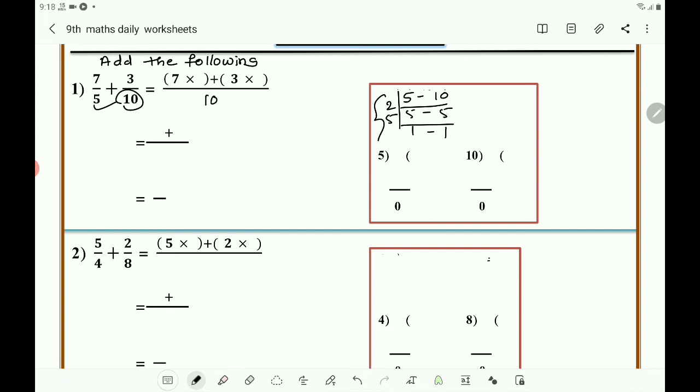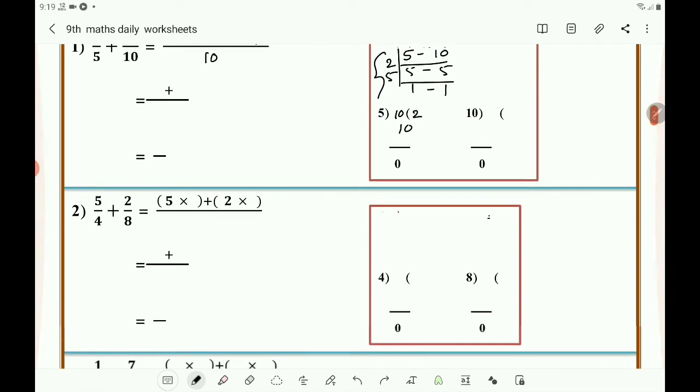Then you know that 5 2s are 10. If 10 is divided by 5, you will get 2, since 5 2s are 10. Therefore 7 must be multiplied by 2. Then 10 1s are 10. 3 1s are 3. So you got 7 into 2 and 3 into 1. This is very important here. Then here you write the product of this and here you write the product of this. After that, the sum you write in the numerator, and the denominator is here 10. Here you write the 10, here also you write the 10.